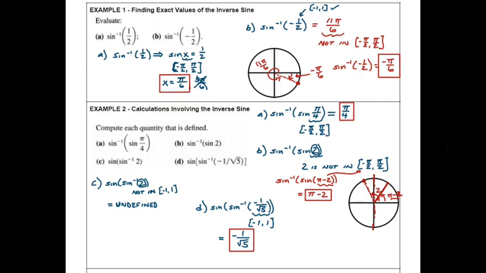So again, using the property that sine and sine inverse undo one another is really useful, but I do have to check and make sure that what I'm evaluating on the inside is in my domain so that I can use that property.